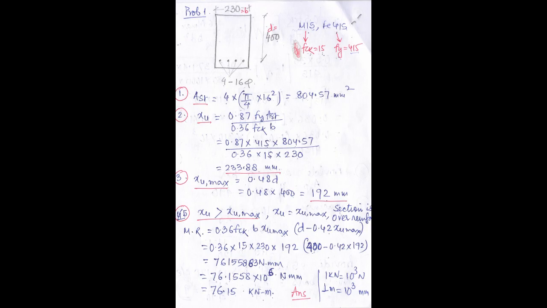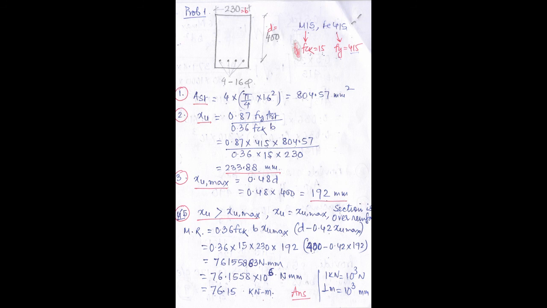Now what was step number 3? Step number 3 was the depth of the balanced section. There I have given you 3 formulae and I have told you to see the problem, which concrete grade is used, and according to that you use the value, correct? So here M15 we have used. So for M15, what is the value of Xu max? That is 0.48.